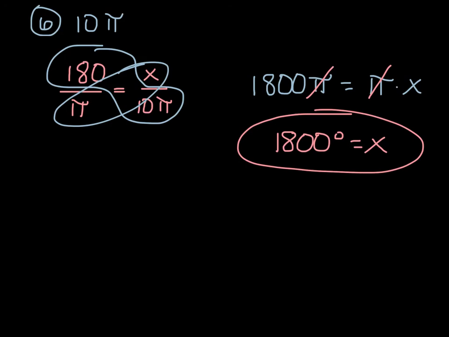So for every single one of these problems, you are setting it up in this proportion. Start with the 180 over pi. You're always starting with that because these two things are equivalent. This is the definition of a radian. These two things are equivalent. And then when you set up your other fraction, if they've given you a radian, put it across from pi. If they've given you degrees, put it across from 180.